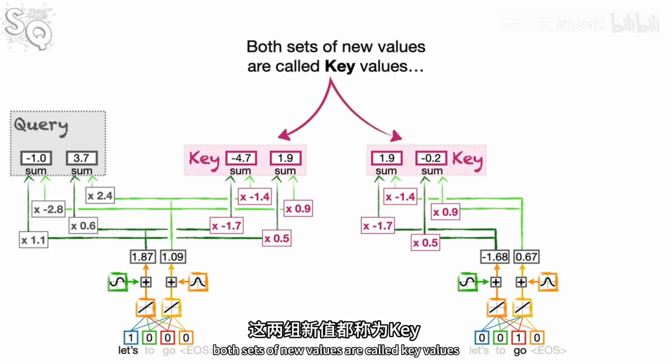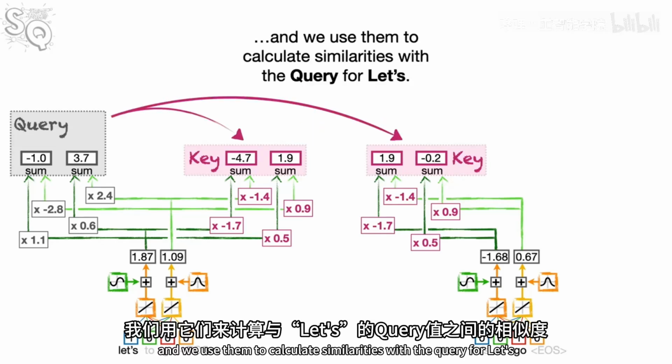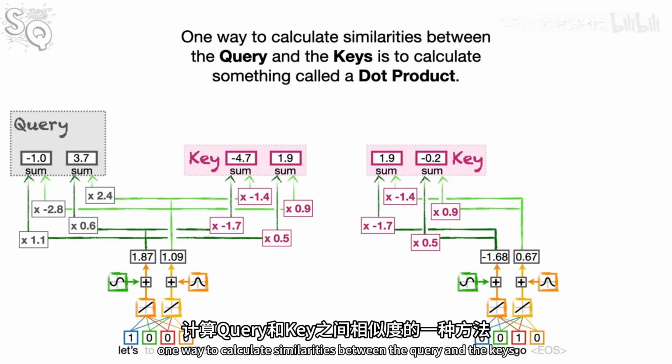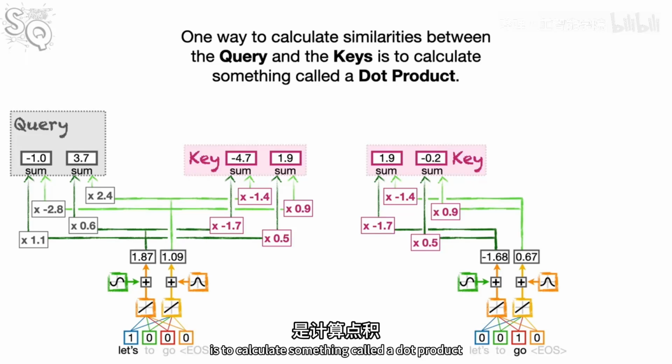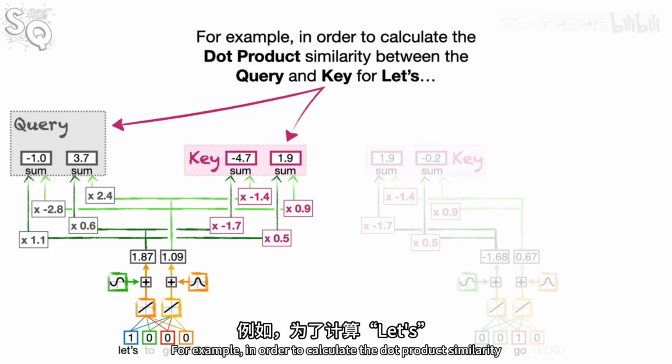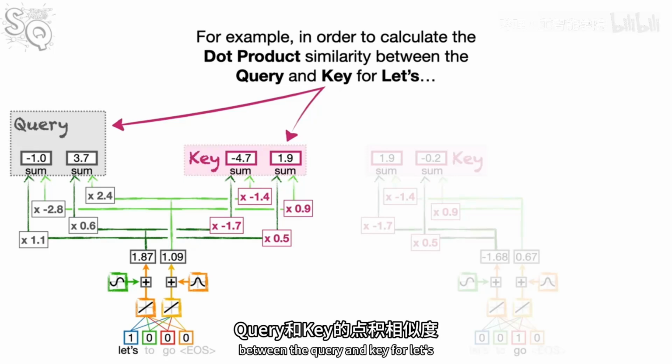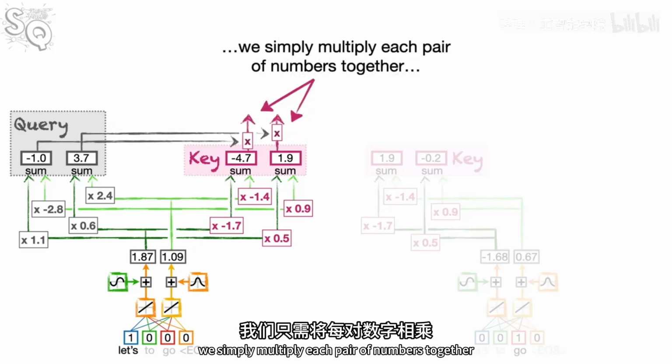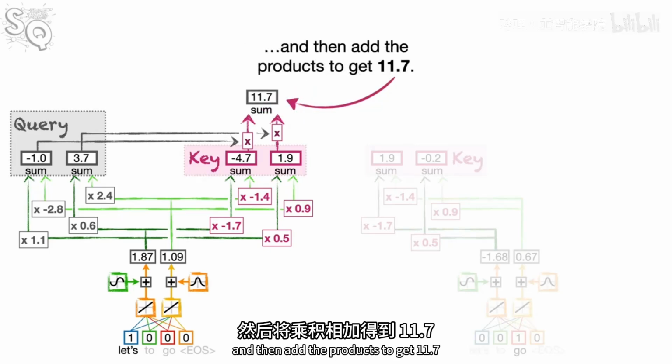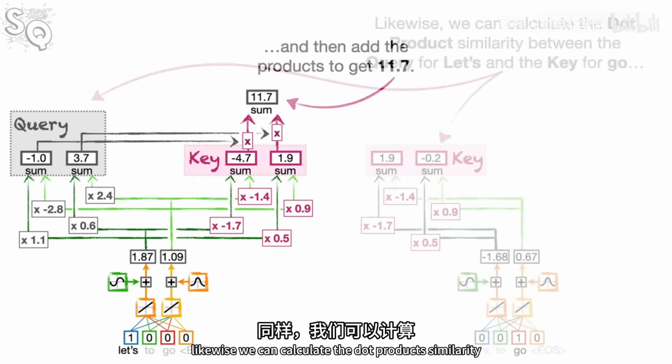Both sets of new values are called key values, and we use them to calculate similarities with the query for let's. One way to calculate similarities between the query and the keys is to calculate something called a dot product. For example, in order to calculate the dot product similarity between the query and key for let's, we simply multiply each pair of numbers together and then add the products to get 11.7.